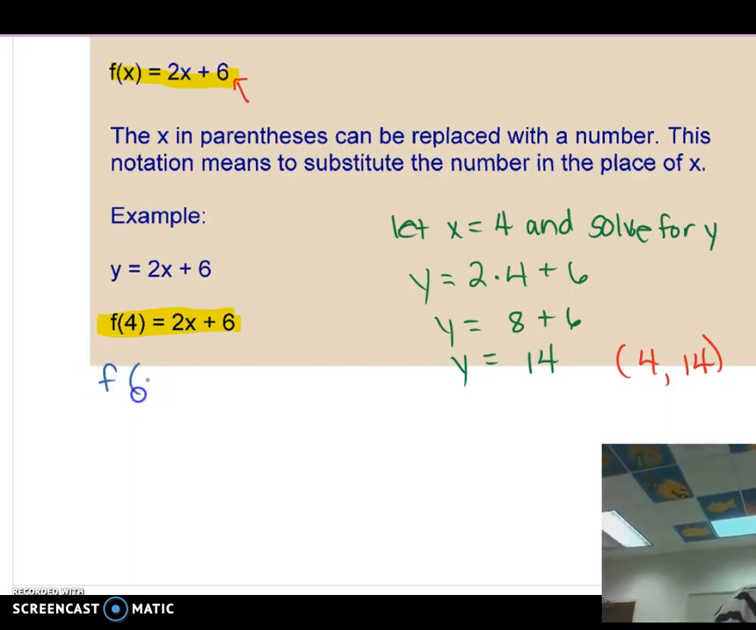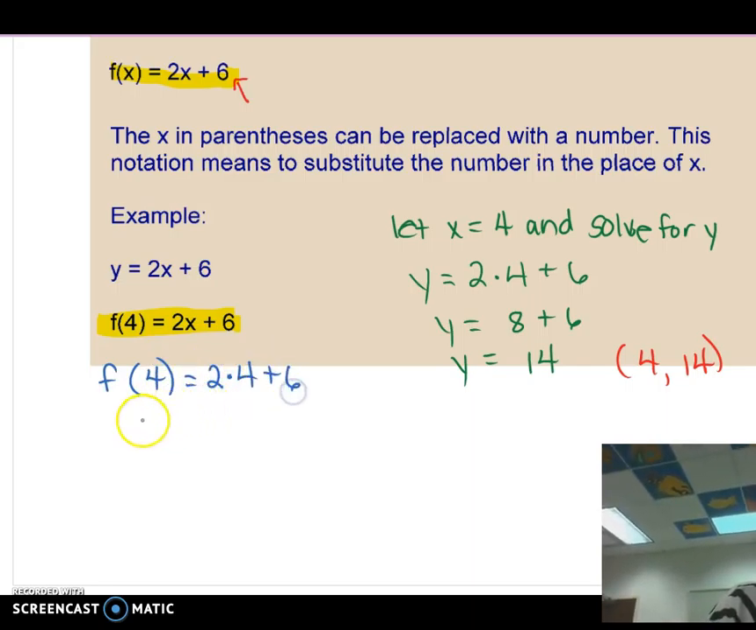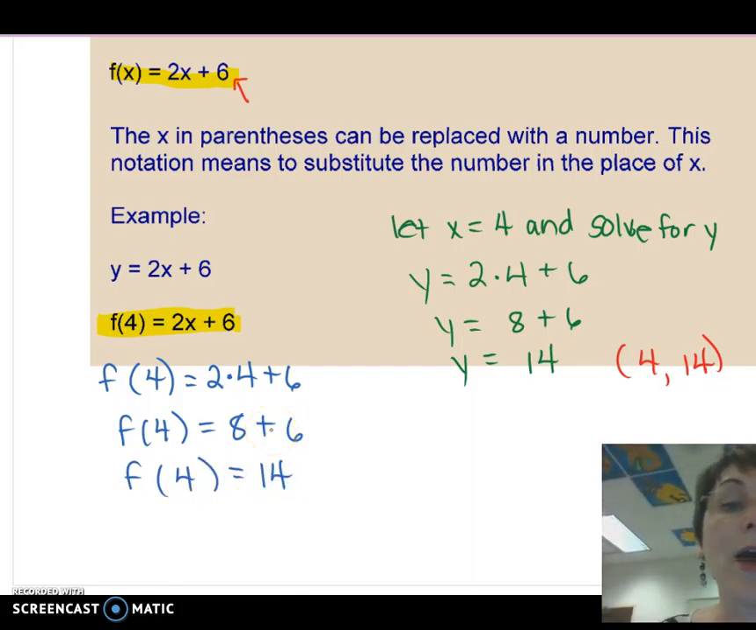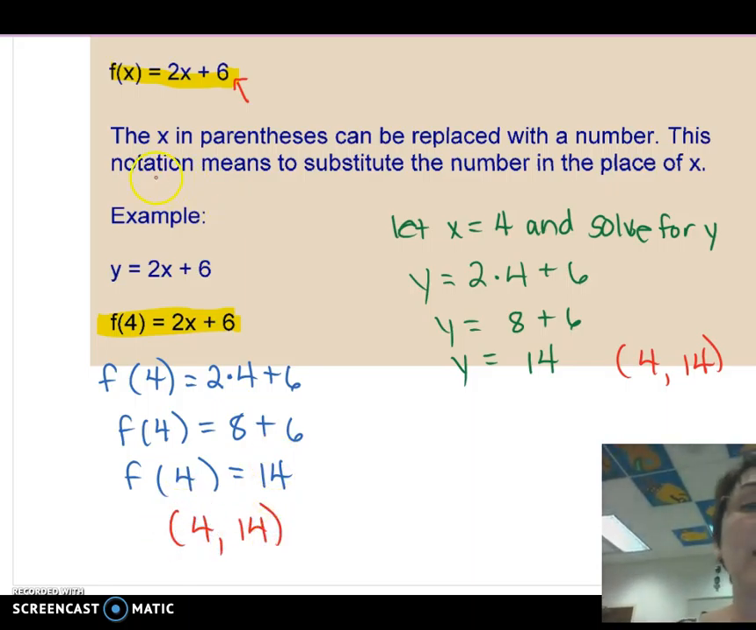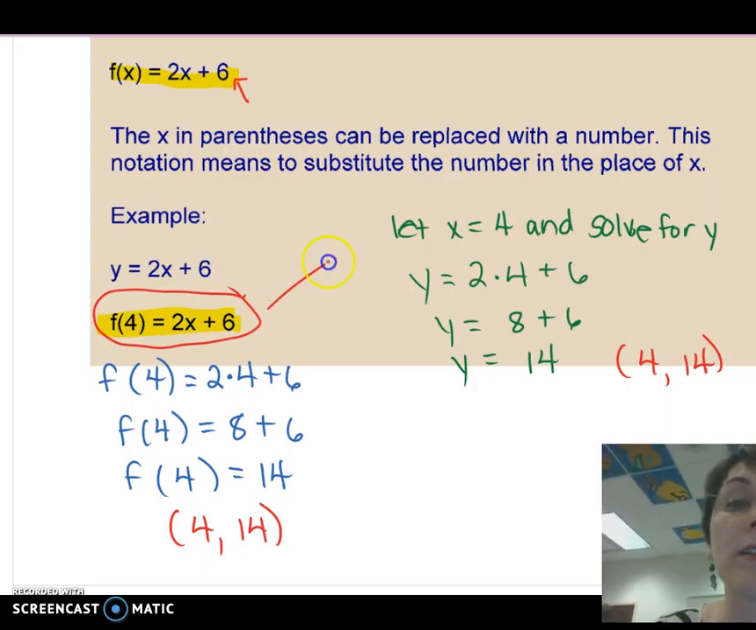So the notation looks like this. f of 4 equals 2 times 4 plus 6. So f of 4 equals 8 plus 6. So f of 4 equals 14. f of 4 equaling 14 means that this equation equals 14 when x is 4, or the ordered pair (4, 14). So again, the notation f of 4 equaling 2x plus 6 is just shorthand that means the words let x equal 4 and solve for y.